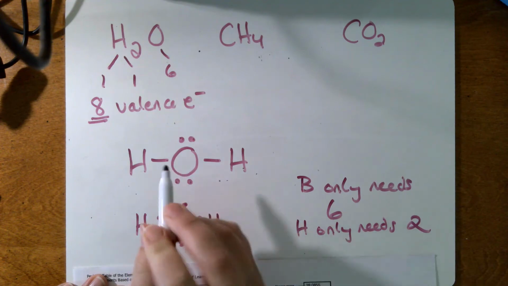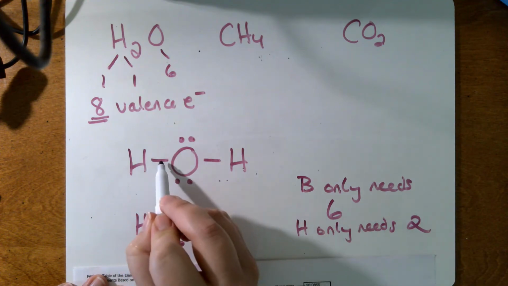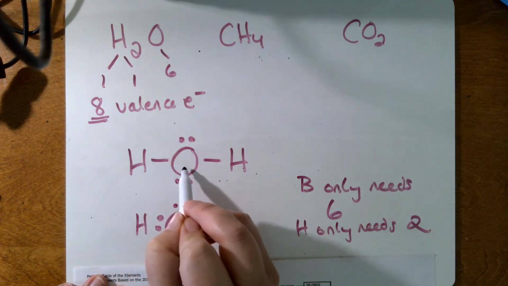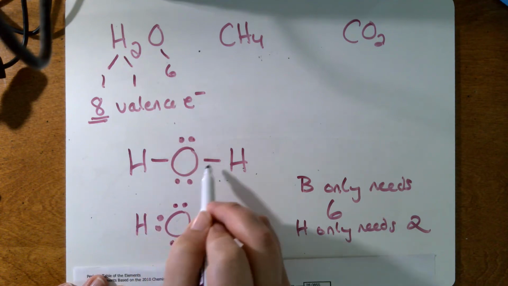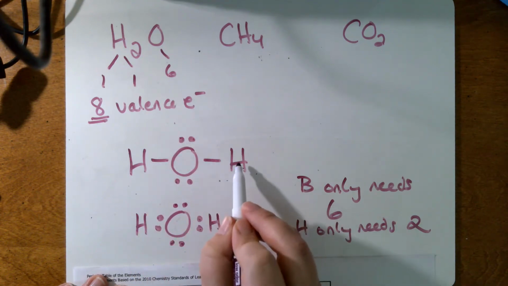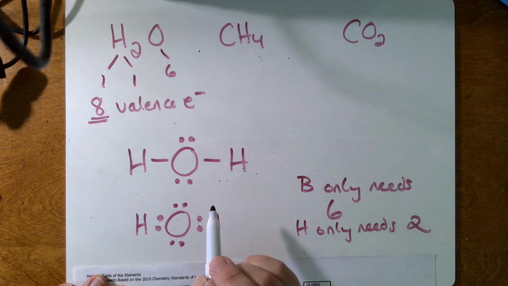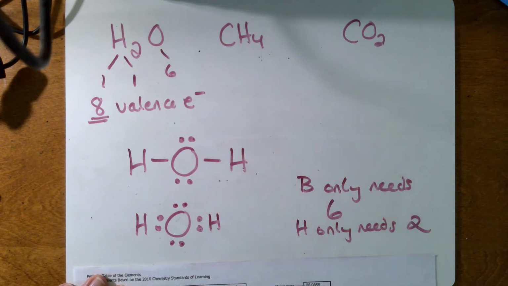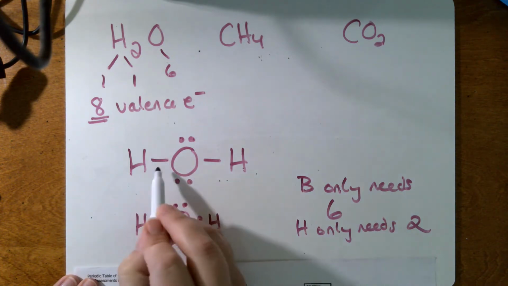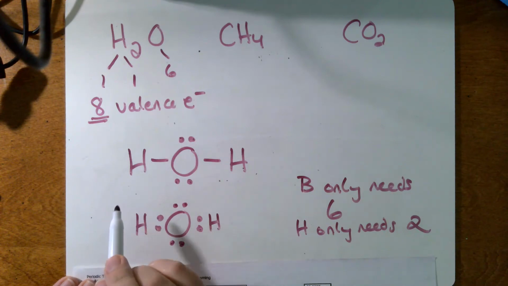Okay? All right, so let's check. This hydrogen has access to 2 electrons. This oxygen has access to 2, 4, 6, 8 electrons. And this hydrogen has access to 2 electrons. Okay? So this structure meets all of our requirements, so it's good. Remember that these shared electrons are being accessed by both of these atoms.